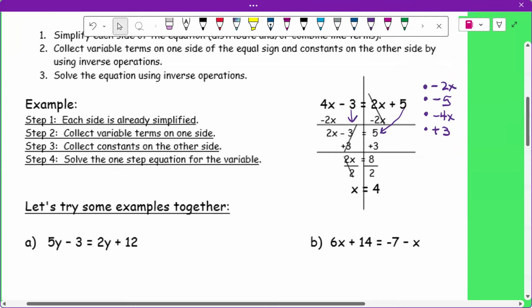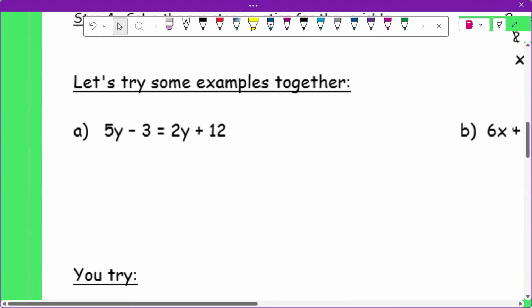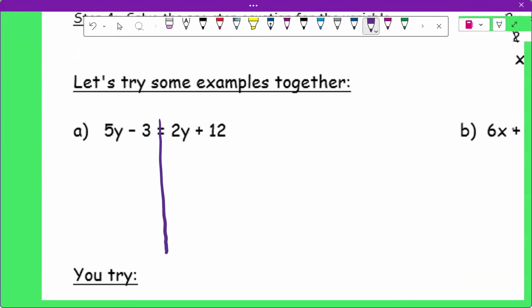Let's take a look here at A. So I'm going to draw my line down my equal sign. So we have 4 options of how we can start. First, I see that both sides are simplified, so I don't have to do anything with distributive property or combining like terms. So my options are, I could subtract 5y because that's the opposite. I could add 3 because that's the opposite of negative 3. I could also subtract 2y, or I could subtract 12. I'm going to subtract 5y just so we see different ways to move variables and variable terms.